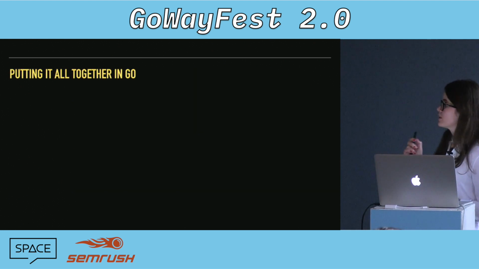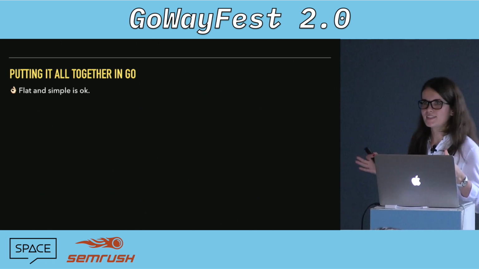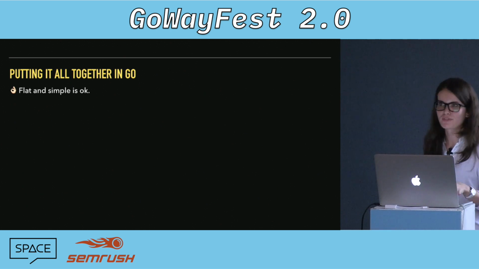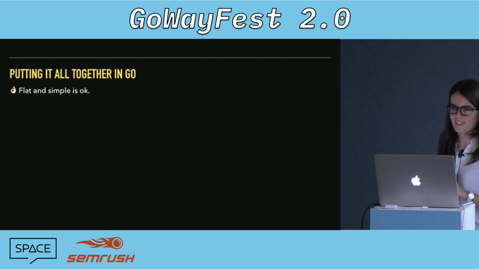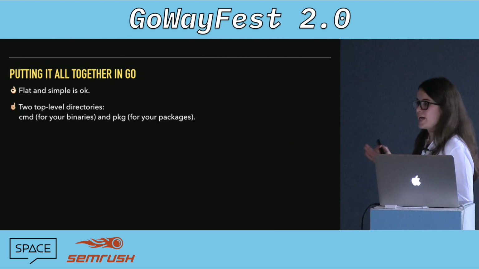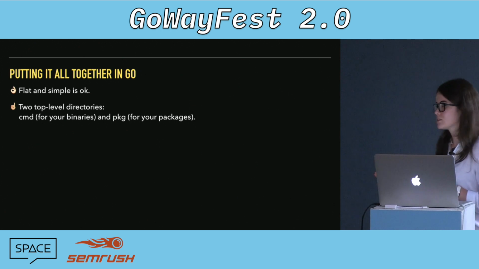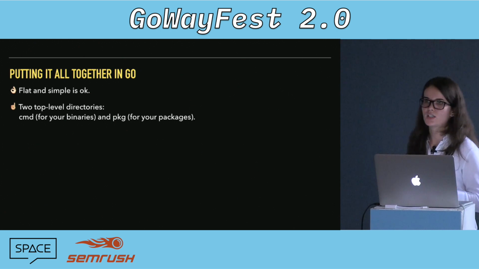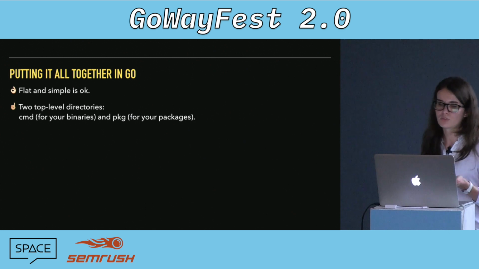So let's quickly recap. Flat and simple is okay. There is nothing wrong with flat structure. Don't think that it's just a sign of being a newbie or anything because it doesn't look complicated. Flat and simple is fine. The convention these days seems to have those two top-level directories, at least the CMD directory for your binaries and the PKG if you need it for all the rest of your Go code.